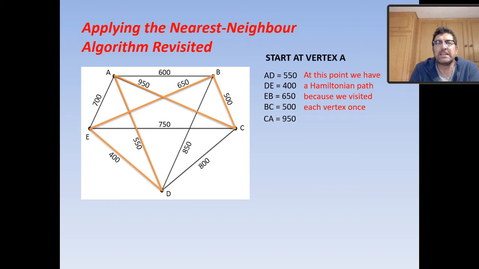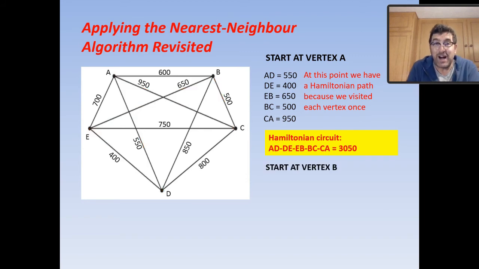Okay, so let's see the weight of that path. The Hamiltonian circuit is AD, DE, EB, BC, and CA, and its total weight is 3050. Okay, so if you've got that, give yourself a pat on the shoulder, but we're not finished. You're going to stop the video now, again, and you're going to try to start at vertex B and use the nearest neighbor algorithm to complete a Hamiltonian circuit.